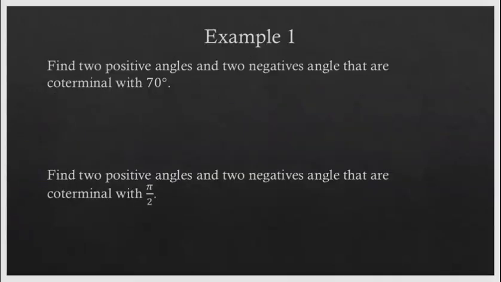So for our first example, we're going to do one in degree mode, and we're going to start off with our 70-degree angle. If we want to find a coterminal angle with this, the easiest one to find is just add 360 degrees to it.